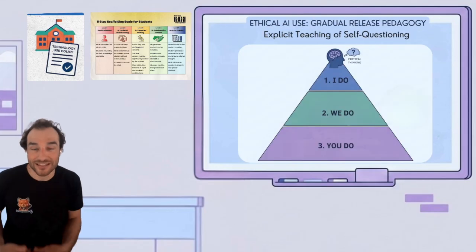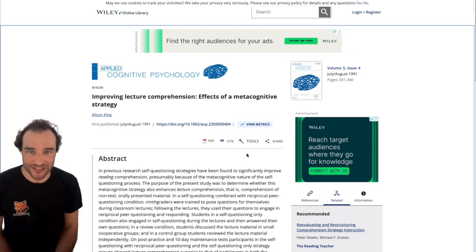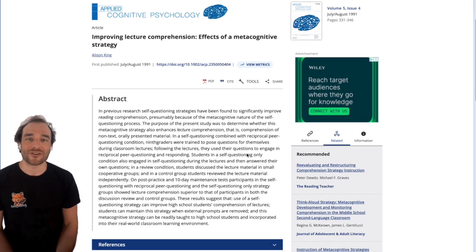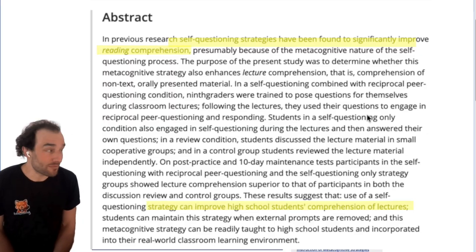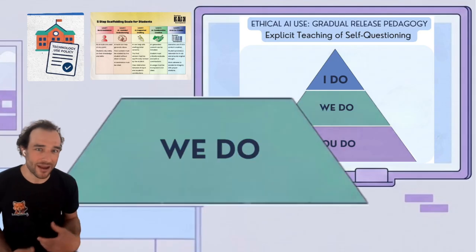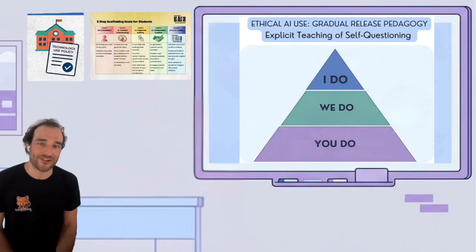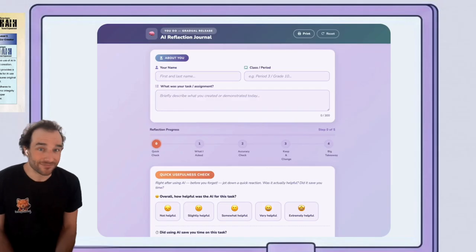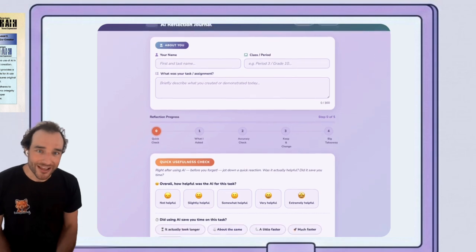You can guide students in ethical use by incorporating simple, repeatable classroom routines. Research from Allison King demonstrates that self-questioning strategies have been found to significantly improve reading comprehension, as well as comprehension of lectures. And with practice, students can maintain this strategy when external prompts are removed. These routines can be taught to the whole class and practiced in pairs and then gradually internalized. Over time, students build habits that transfer beyond your classroom. And when students use AI, it's critical that they're working to learn and to understand, not just submit a product for a grade. And so here are a few self-questioning strategies you can model and incorporate in your classroom.